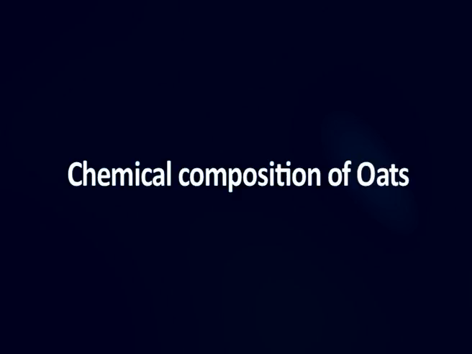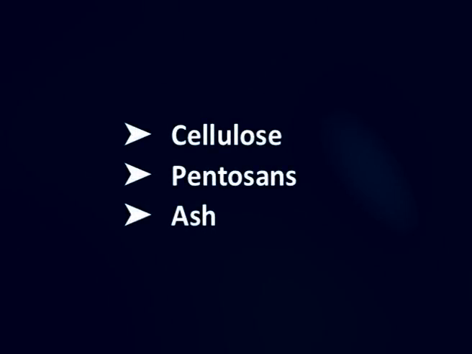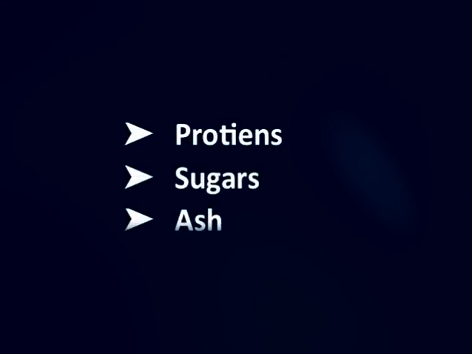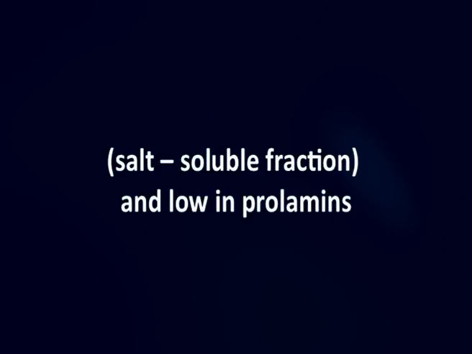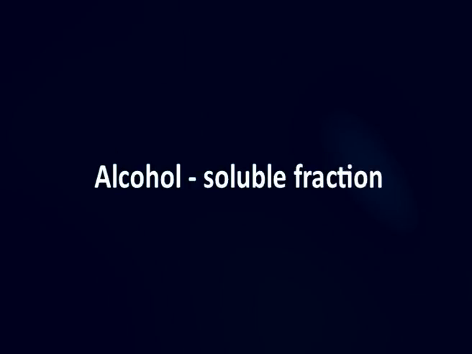Chemical composition of oats. The various components in oats are not uniformly distributed in the kernel. The hull and bran are high in cellulose, pentosans and ash. The germ is high in oil and rich in proteins, sugars and generally ash. The endosperm contains the starch, and has lower protein content than the germ. Oat groats have relatively good amino acid balance, high in globulin, that is salt soluble fraction, and low in prolamins, that is alcohol soluble fraction.